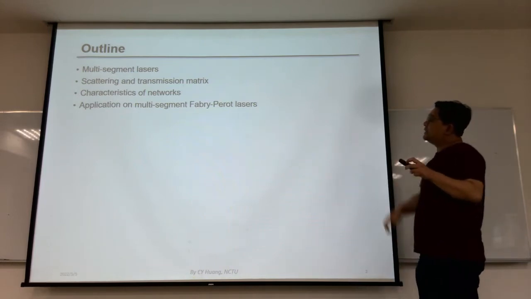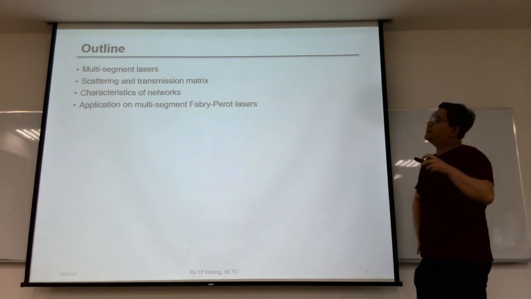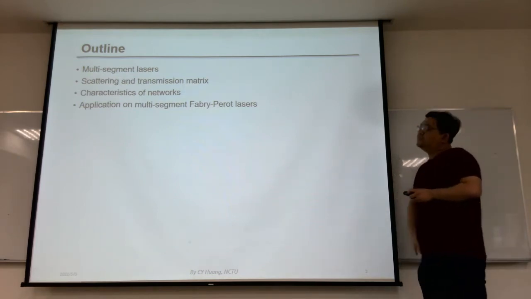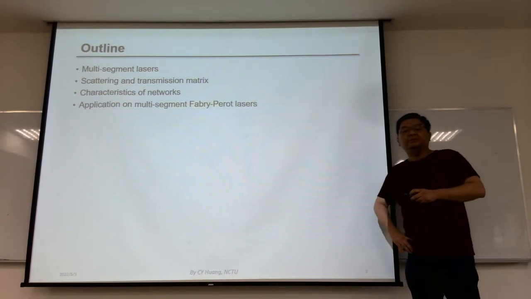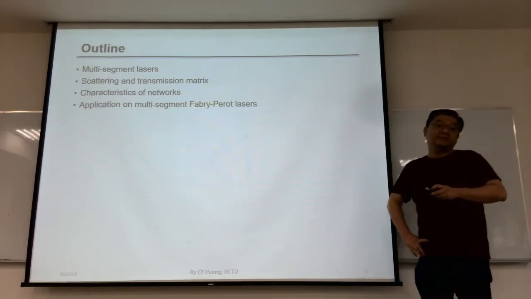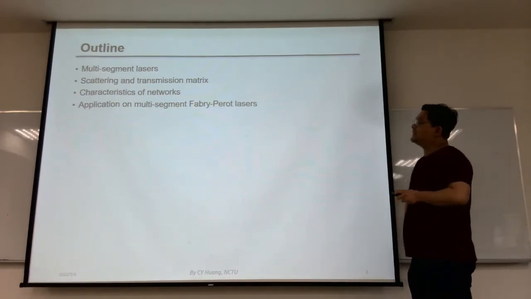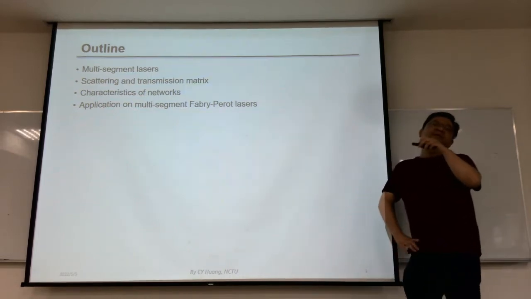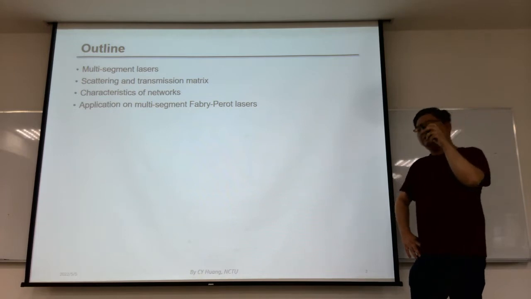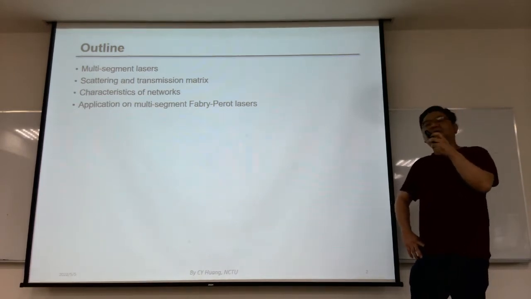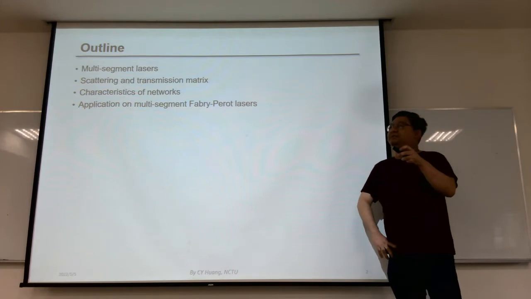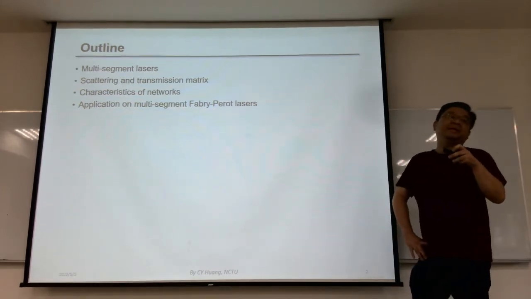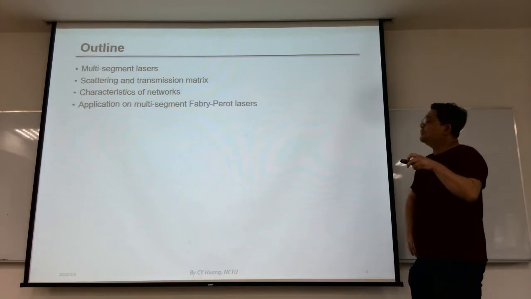And second, we will discuss the formalism for the scattering matrix and the transfer matrix. That will help you evaluate the reflectivity and the transmissivity of the passive region. And according to the properties of the scattering matrix, we can define the network with some specific type. Then we will see what the application is on the common vector type laser.